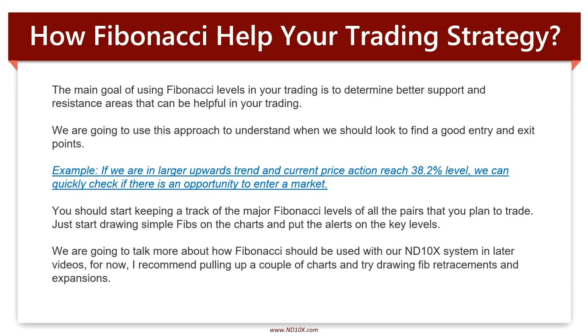So just check if, for example, we have some sort of formation that would allow you a continuation, like a flag or a triangle. If not, fine. But in most cases, you will find something interesting, something that will allow you to go and enter the trade. You should start keeping track of the major Fibonacci levels of all the pairs that you plan to trade. Just draw simple Fibs on the chart and put alerts on the key levels. So draw Fibonacci retracement or expansion, put the alert on them so you just become aware if something happens.